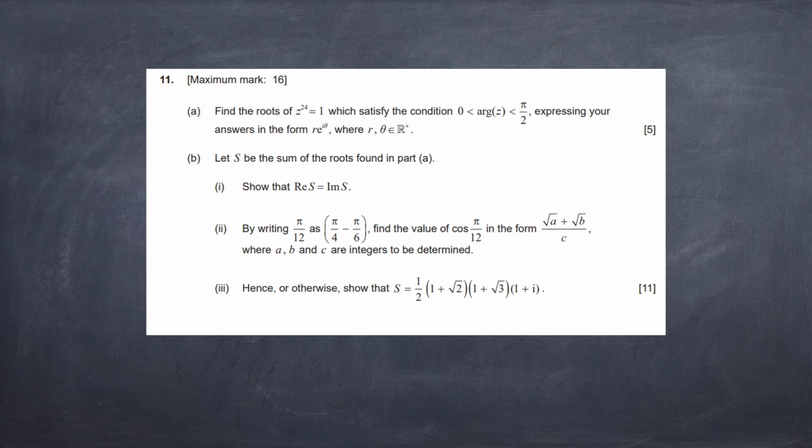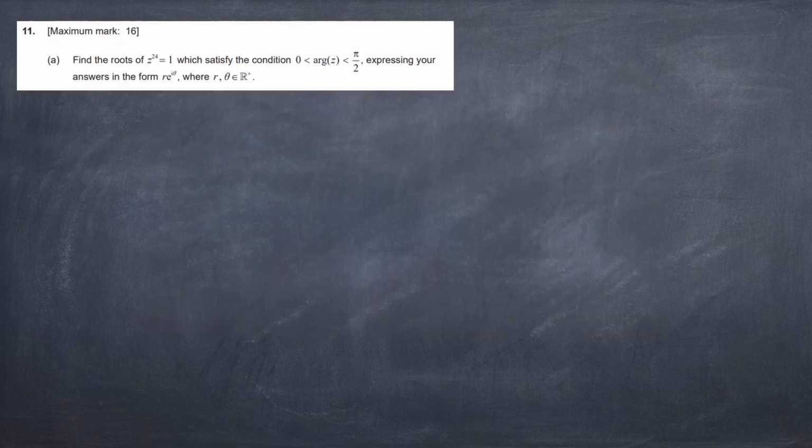Welcome to IB360. In this video we are going to discuss the 11th problem of the November HL 2018 paper. So let's start the problem. The first question is: find the roots of z to the power 24 equals 1 which satisfy the condition 0 less than argument of z less than pi by 2, expressing your answers in the form r e to the power i theta, where r and theta belong to the positive real set. So now we will start.